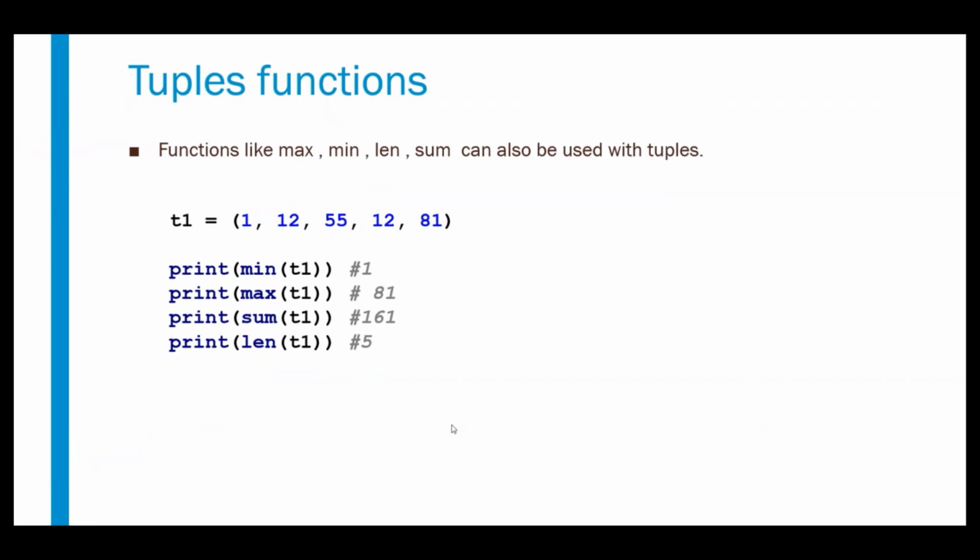Now let's move on to the next one, tuple functions. If you want to perform certain actions, Python provides a few functions, like maximum, minimum, length and sum. These functions can also be used with tuples, because we already used these functions before with lists, and the same functions we can use with tuples. The minimum function will give you the minimum value, the maximum function will return the maximum value, the sum function will return the sum of all the values in the tuple, and the length function will give you how many values are present in the tuple. Now let's see this programmatically.